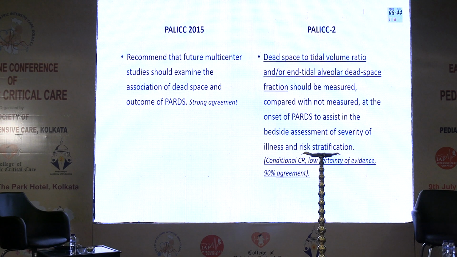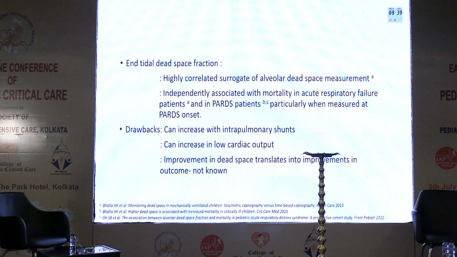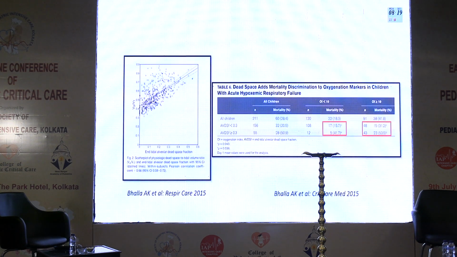So measuring the dead space ventilation has outcome benefits, or it helps in the stratification. The end-tidal dead space fraction is highly correlated with the alveolar dead space measurement and independently associated with mortality in acute ARDS. The drawback is if there is a lot of intrapulmonary shunting or there is a change in the cardiac output, the dead space ventilation will definitely change. So this is what is shown. Even with the OI less than 10 or more than 10, the dead space ventilation was a significant determinant of the mortality.